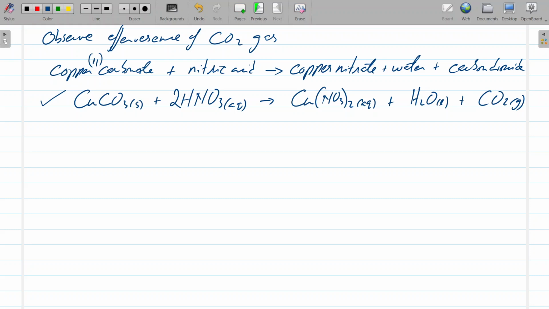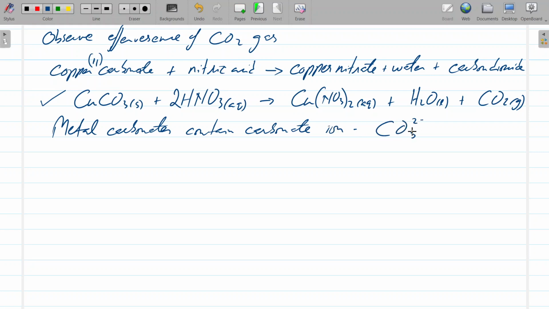Any more balancing? Not at the moment. So the metal carbonate contains the carbonate ion, right? And the carbonate ion looks like this: CO3 2 minus. And this reacts with the hydrogen ions in the acid.